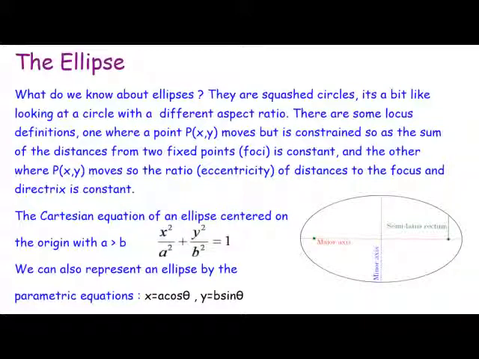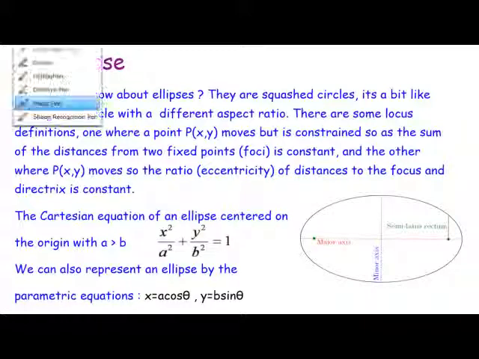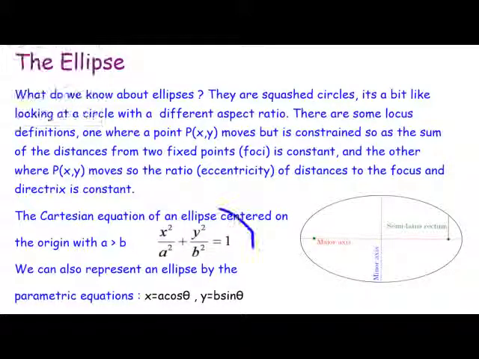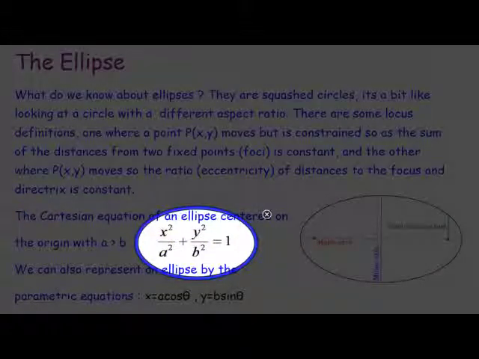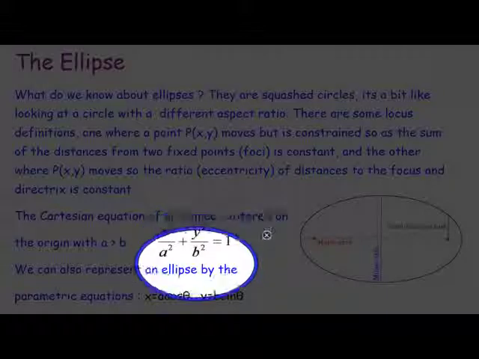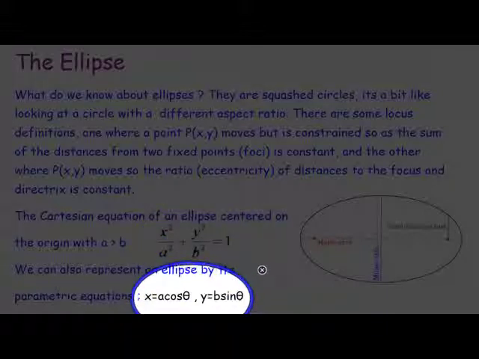You can see here a couple of ways to represent the ellipse. There's a Cartesian one, which is this one here, and we can just go down and have a quick look at the parametric one down here. So that would be the parametric representation of the ellipse: x is equal to a cos theta and y is equal to b sine theta.